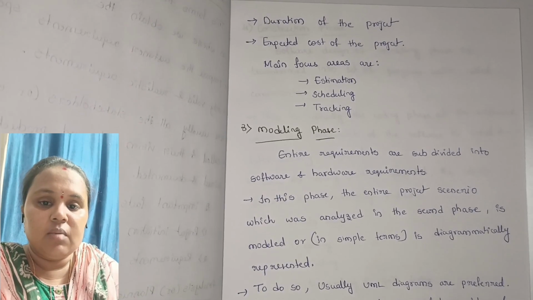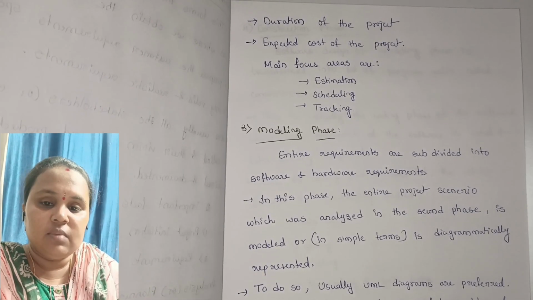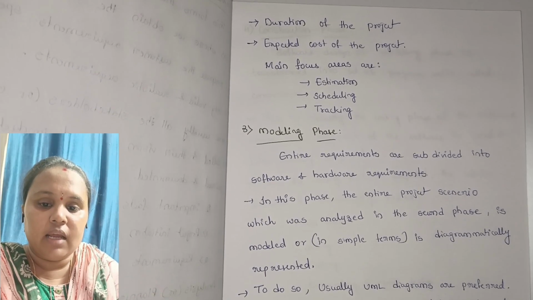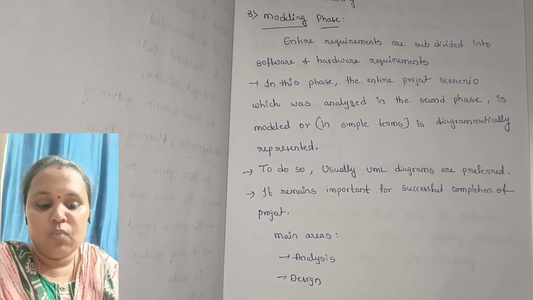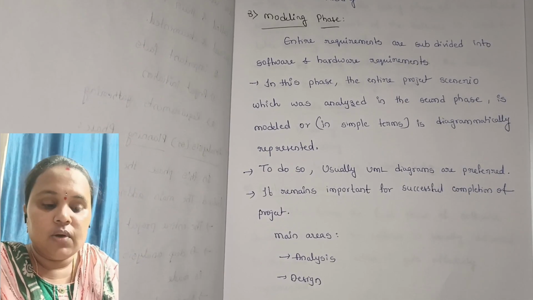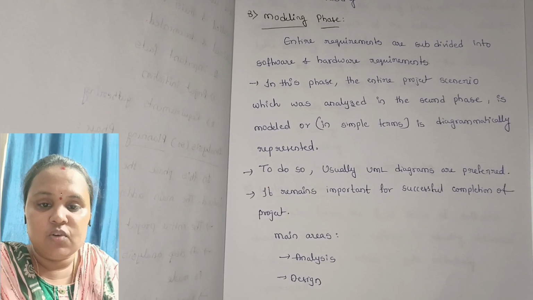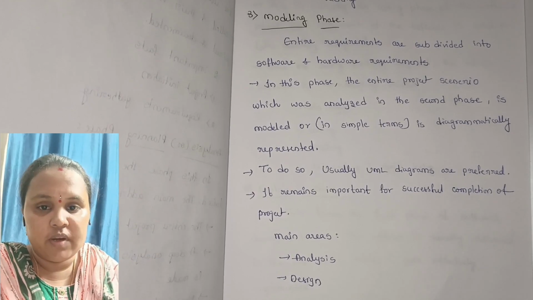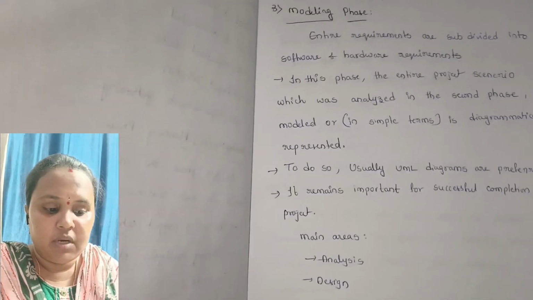So here we can say the main focus areas are estimating, scheduling, tracking. Coming to the next phase, modeling phase. Here the entire requirements should be divided into 2 parts: software requirements and hardware requirements.